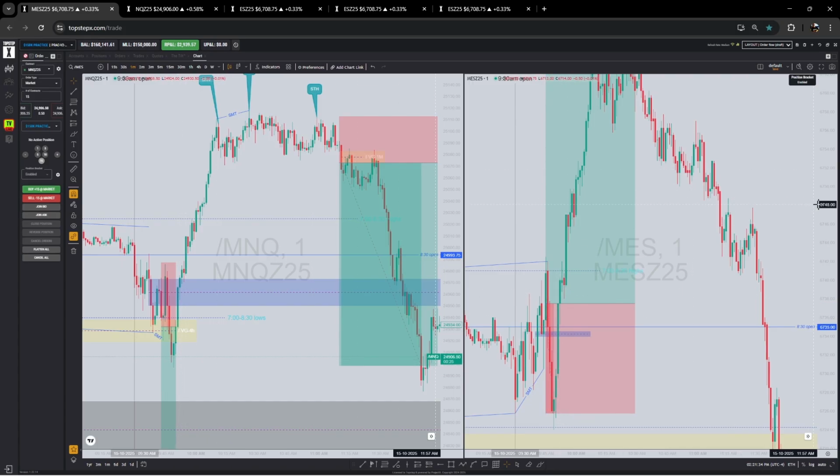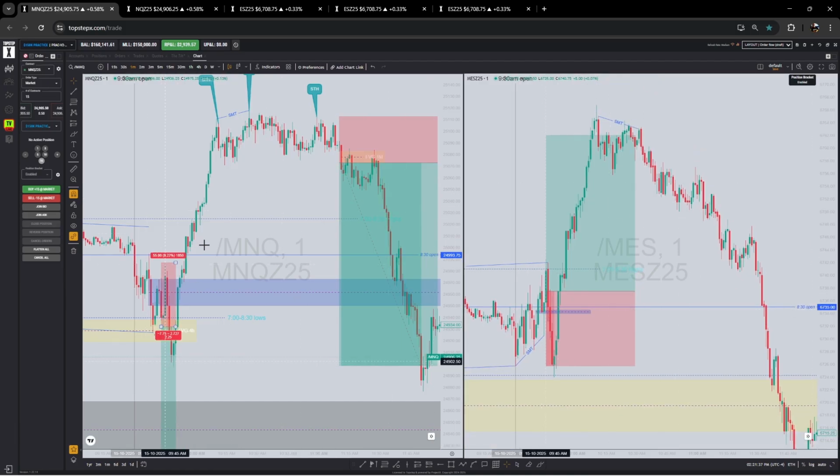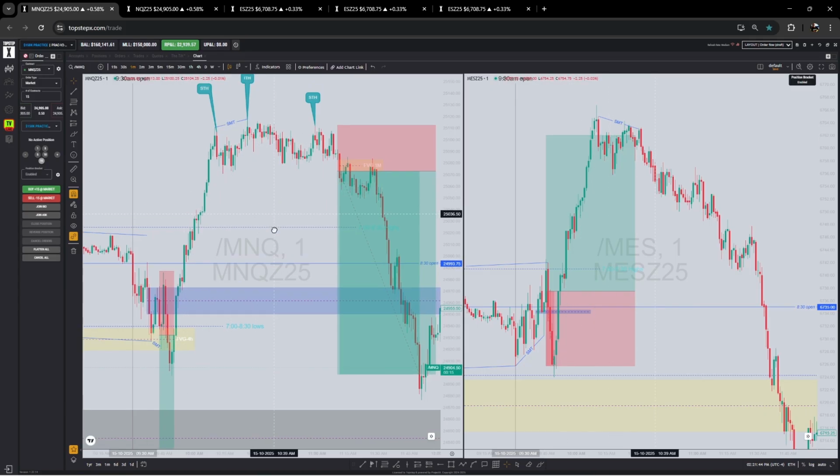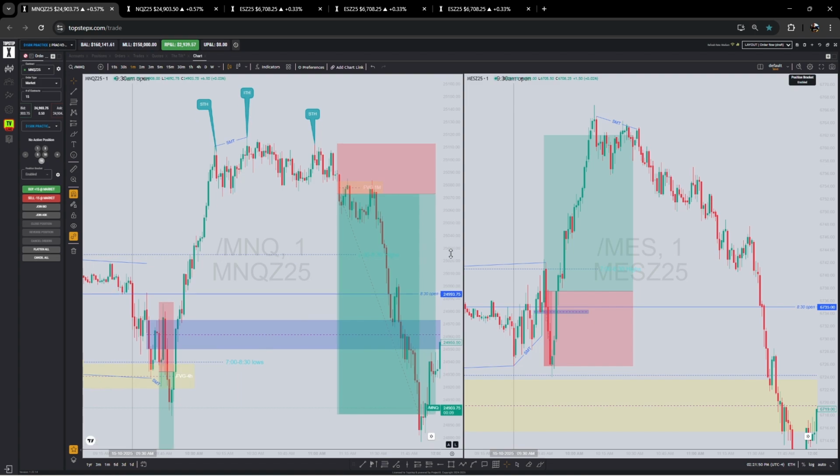So when price normally does that, we normally reverse. That is a manipulation leg. When you see price displacing in one direction, not giving you a chance to enter, that is normally a manipulation leg. That is what I realize and suspect with the market.